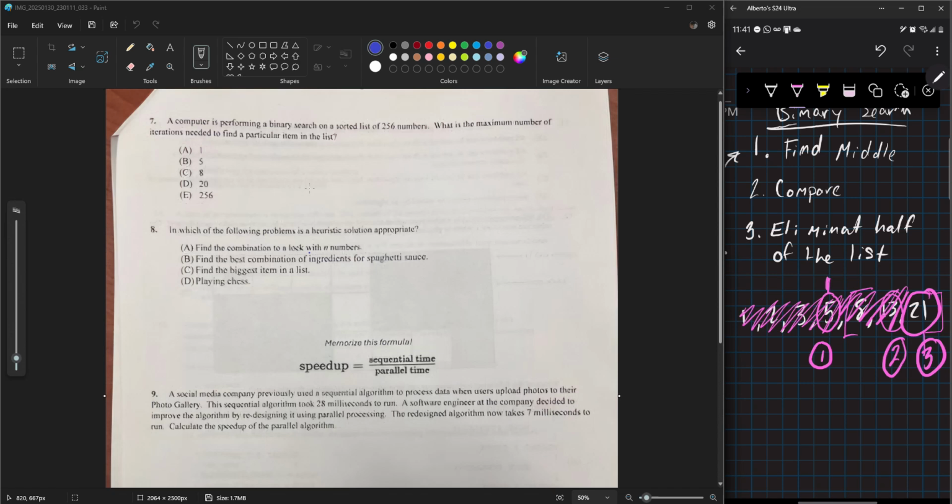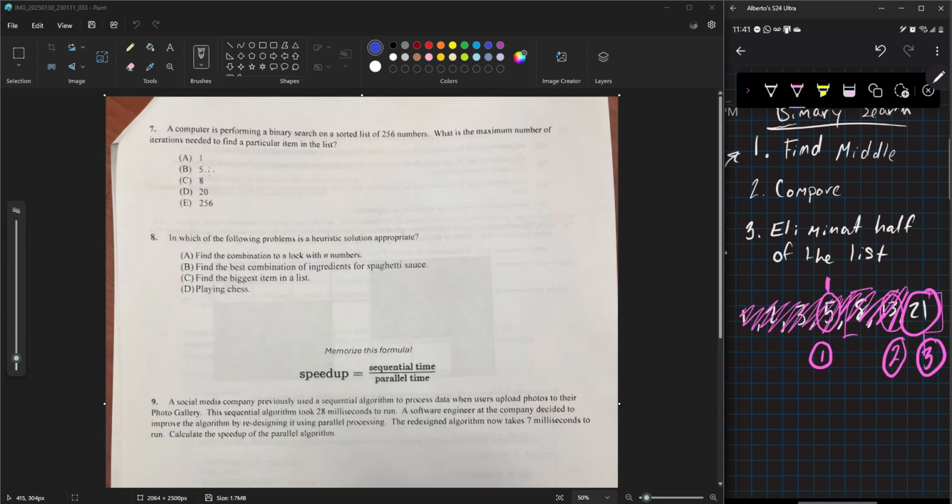Alright, page 7. A computer is performing a binary search on a sorted list of 256 numbers. What is the maximum number of iterations needed to find a particular number in the list? So the keyword here is maximum.